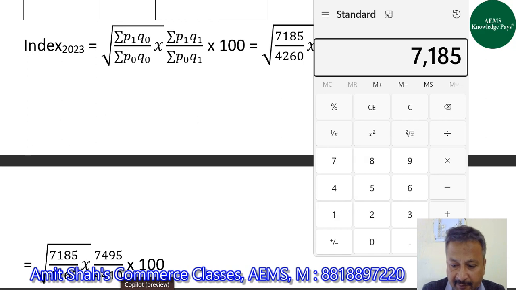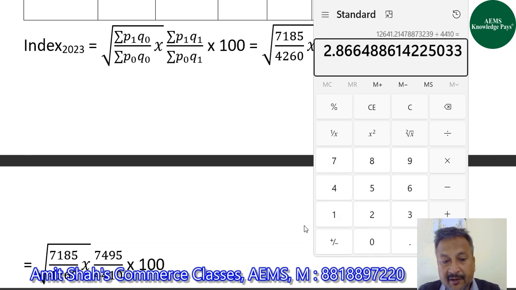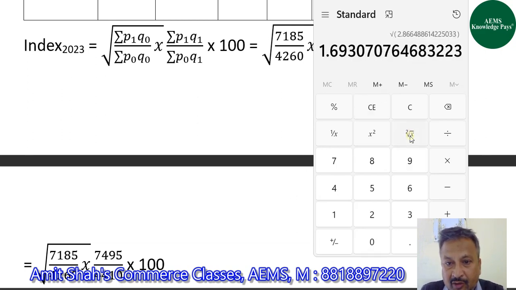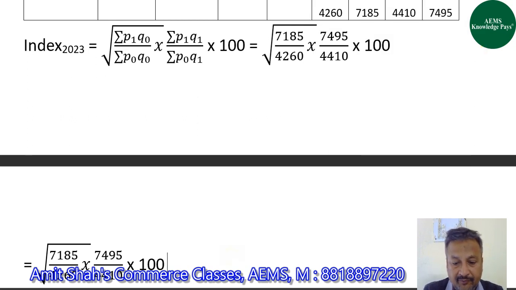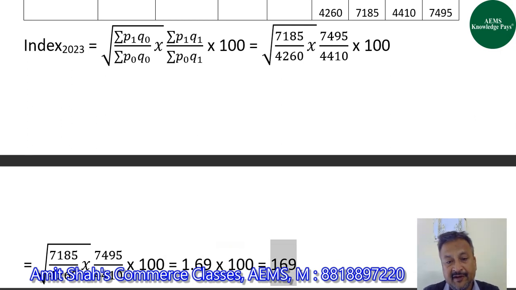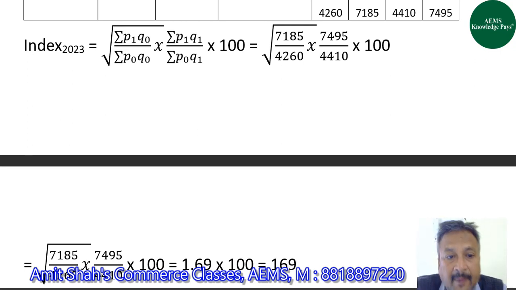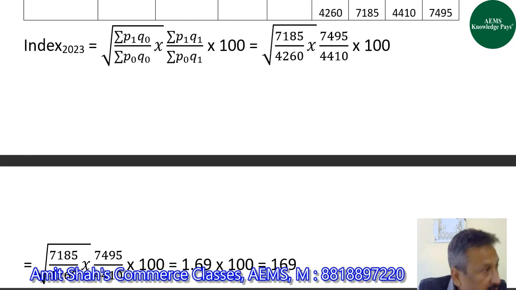7185 multiplied with 7495 divided by 4260 divided by 4410 is 2.86, and the square root of this is 1.69. So here we have 1.69 into 100, that is 169. This is our index number for the year 2023. Clear? Note down this fully, everyone.